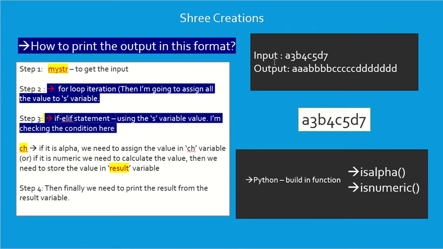Here, I'm having the input and output. In my input, see I'm having A3. A is printing 3 times. B4, B is printing 4 times. C5, C is printing 5 times. D7, D is printing 7 times. Like this format, we need to get the output. So how to write the code? We'll see that.